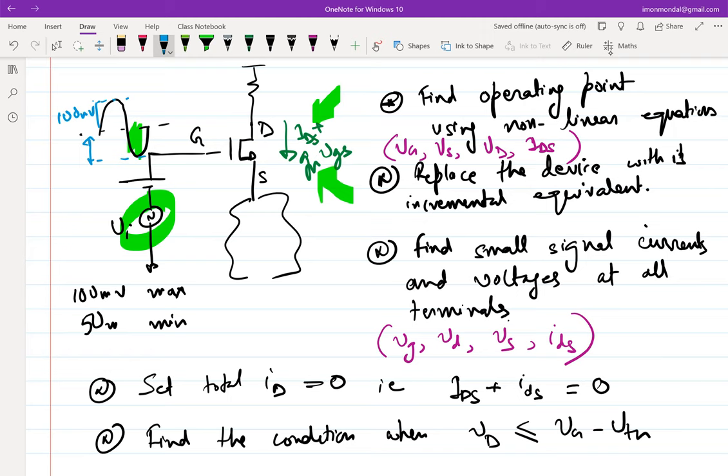However, if you apply a sine wave of 50 millivolt, then the negative half cycle will pass and the positive half cycle will anyways pass, because for the positive half cycle, the limit was 100 millivolt, right? Yes.